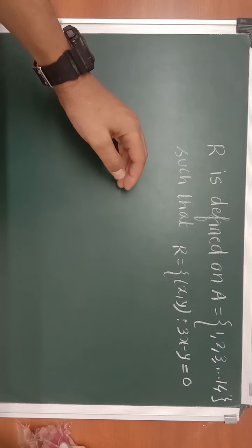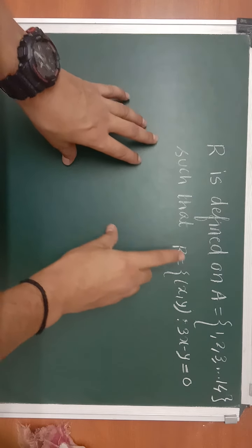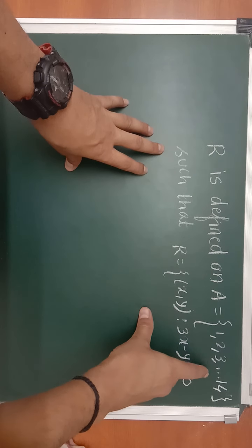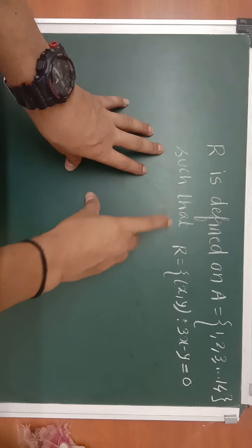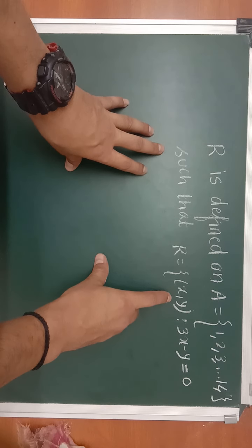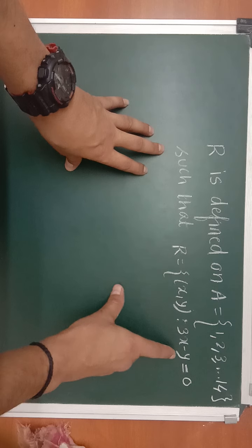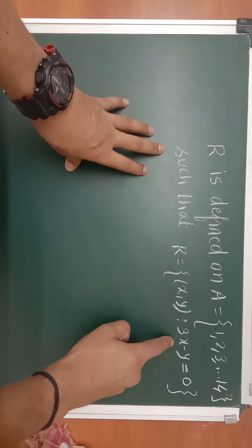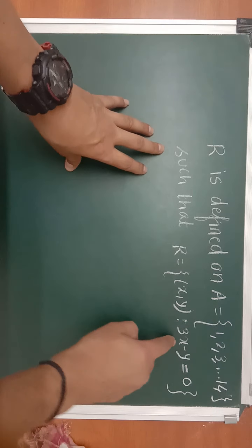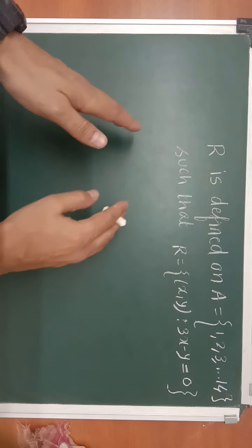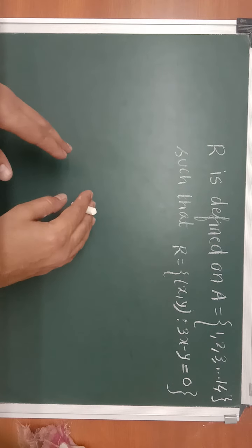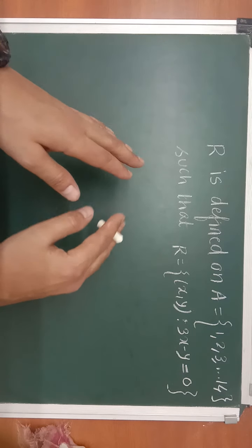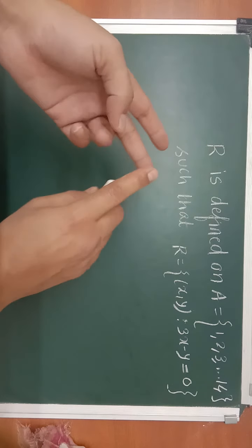So dear students, here we have the first question: R is defined on set A which contains elements 1, 2, 3 till 14, such that R is the ordered pair (x, y) such that 3x minus y is equal to 0. So this is the defined set. According to this condition, we have to find out the elements of R, and we also have to check whether it follows the properties of reflexivity, symmetricity or transitivity.